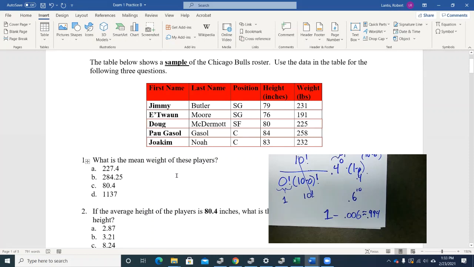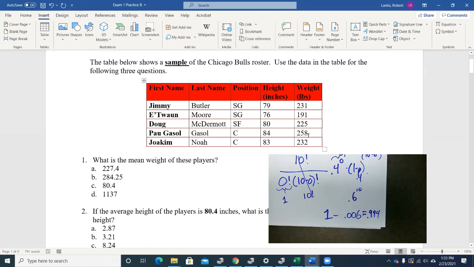Well, first of all, I can figure this one out even without doing that, right? Which of these answers could I rule out right away? D for sure makes absolutely no sense. How could someone even weigh 1,137 pounds and play basketball, I guess I should say. Why can I rule out B as well? It's higher than the heaviest person in this data, 258 pounds.